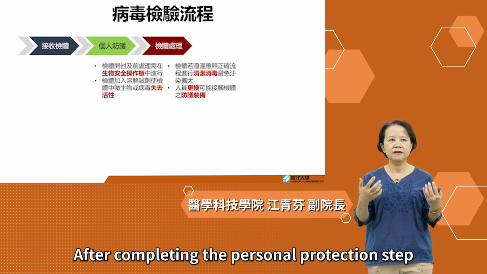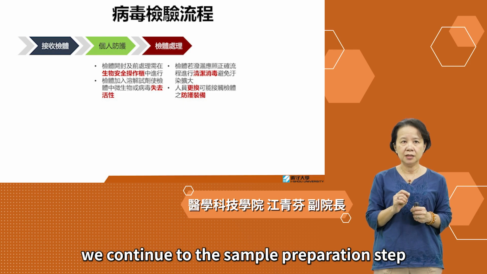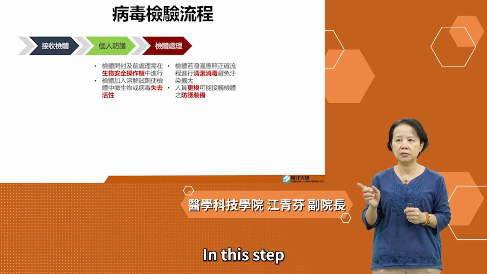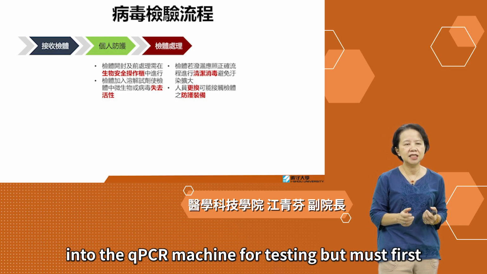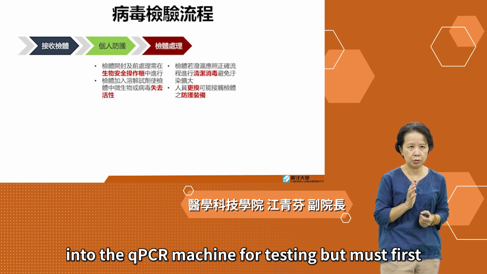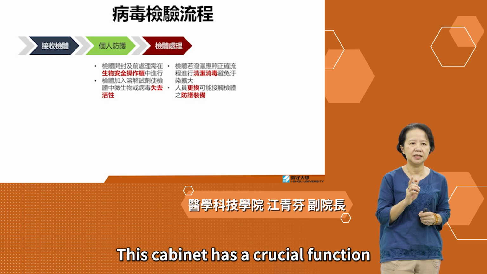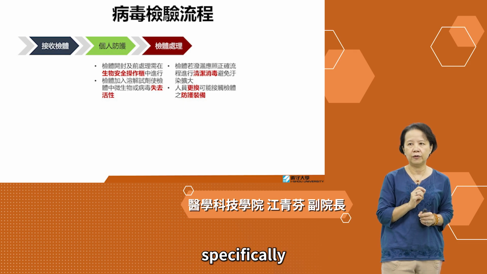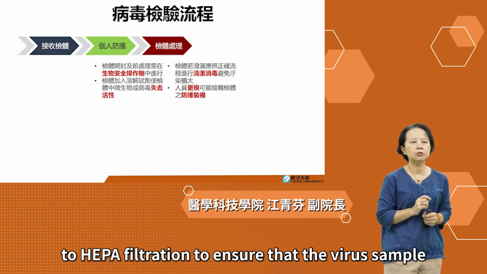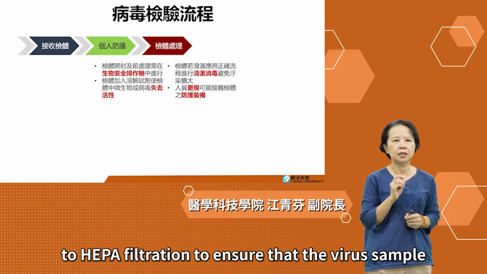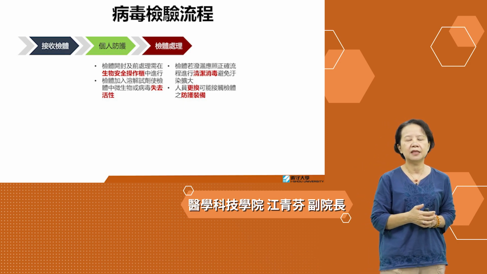Next, after completing the personal protection step, we continue to the sample preparation step. In this step, the sample is not directly placed into the qPCR machine for testing but must first be opened in a biology safety cabinet. This cabinet has a crucial function. Specifically, the outgoing air of the cabinet is subjected to HEPA filtration to ensure that the virus sample does not leak into the outside air.